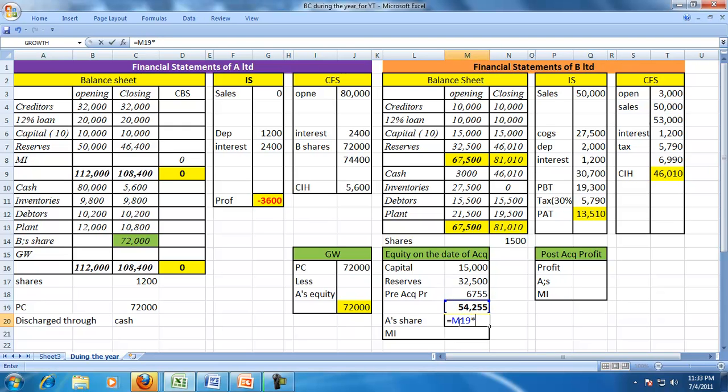Of this 54,000, A's share is 80% and B's share is 20%. So that is A's share of B's equity, and the balance is the minority interest. So therefore the goodwill will be 28,256. But what to do with the balance, the post-acquisition profit? The post-acquisition profit is 6,755. Of these, A's share will be 80% and the minority interest is 0.20, and this will be added to the minority interest, and A's share will be shown along with the reserves. So now we have goodwill, we have the minority interest.